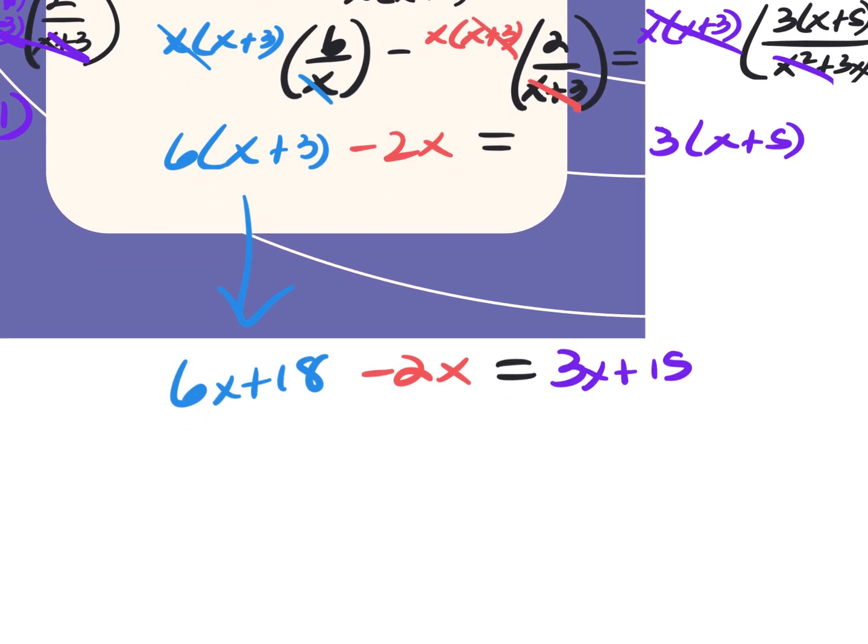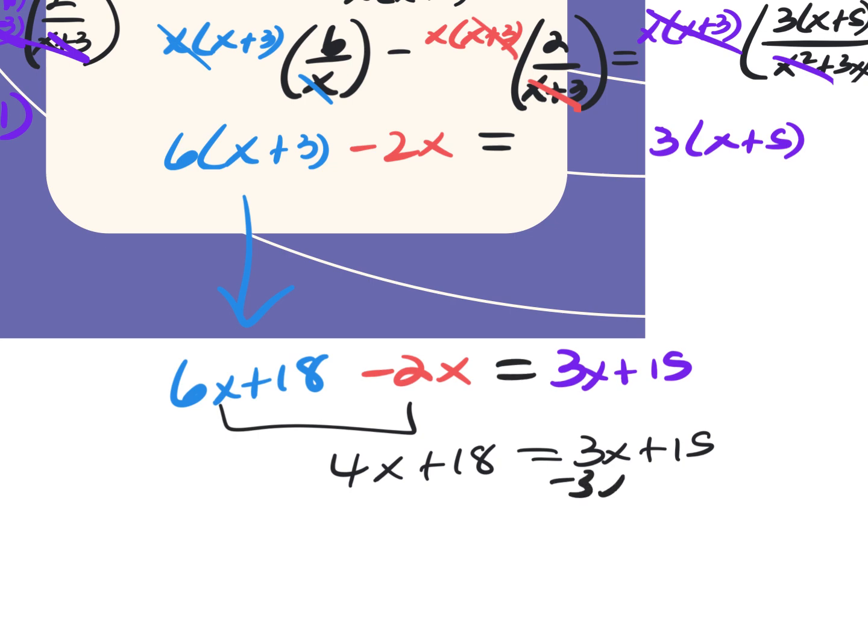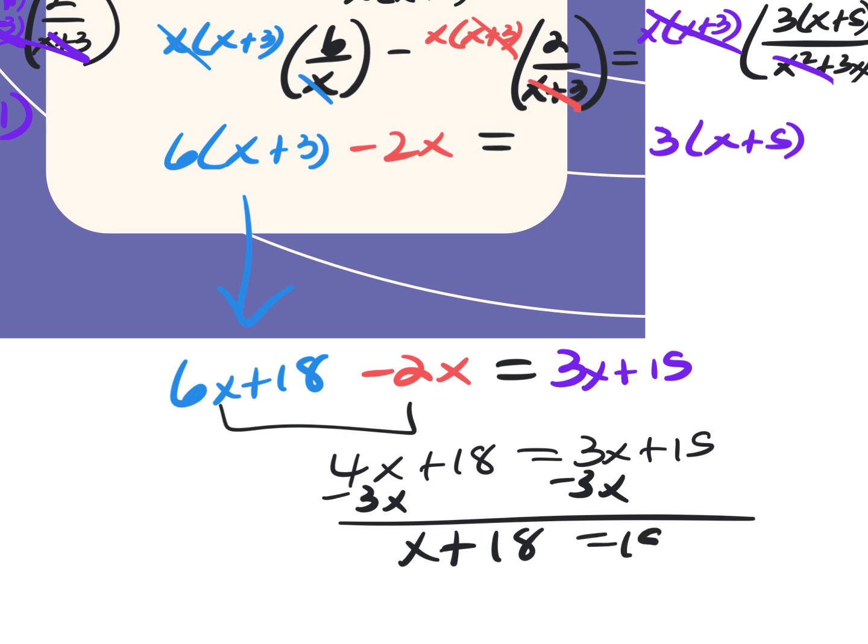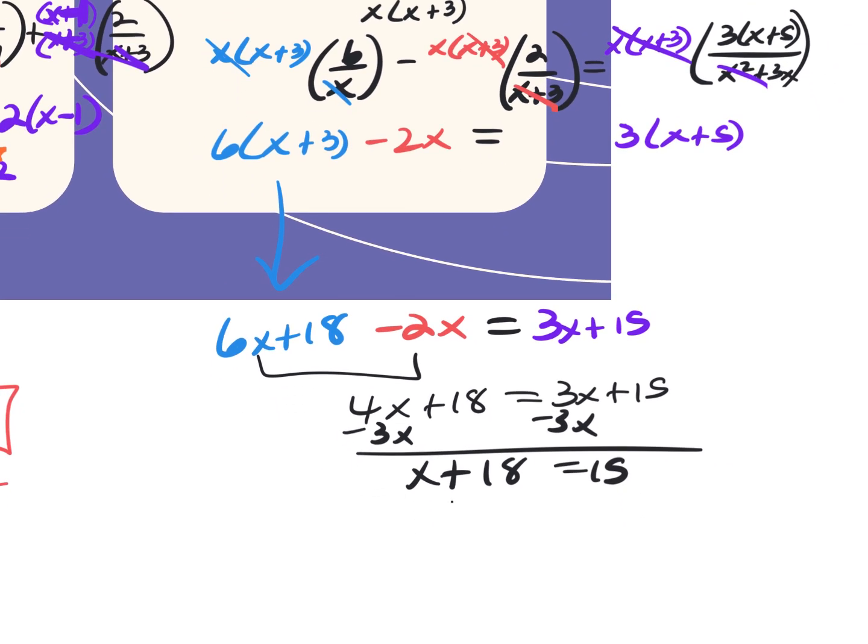Going to combine my like terms. 4x plus 18 equals 3x plus 15. Move the 3x. x plus 18 equals 15. Move the 18. x equals negative 3.